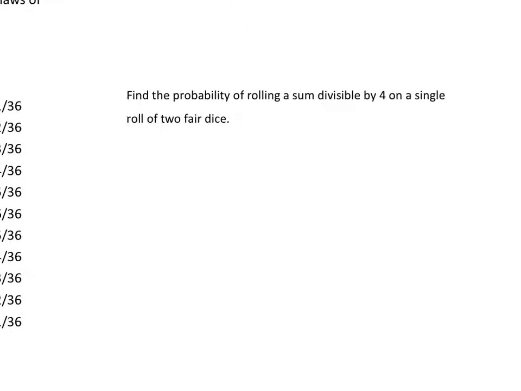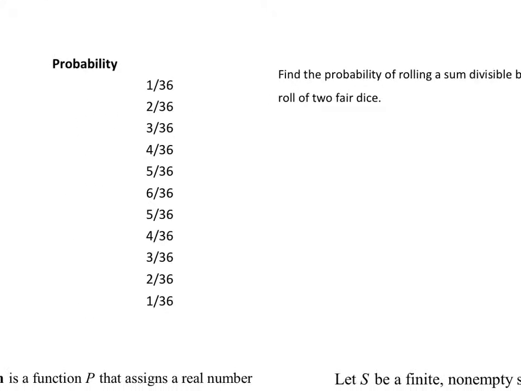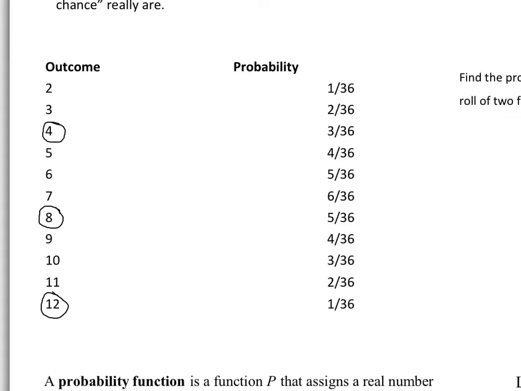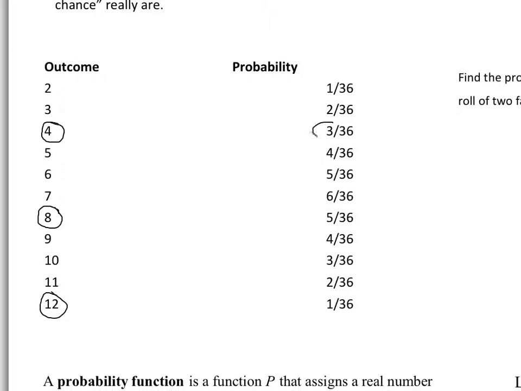It says, find the probability of rolling a sum divisible by 4 on a single roll of 2 fair dice. Okay, so let's see, divisible by 4. Which ones are divisible by 4? A total of 4, 8, 12. So what you need to do is take these totals, take a look at these totals and then we add them together.